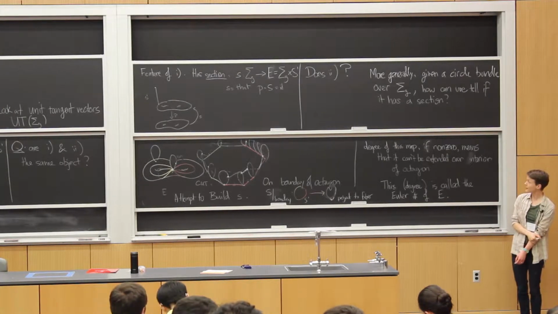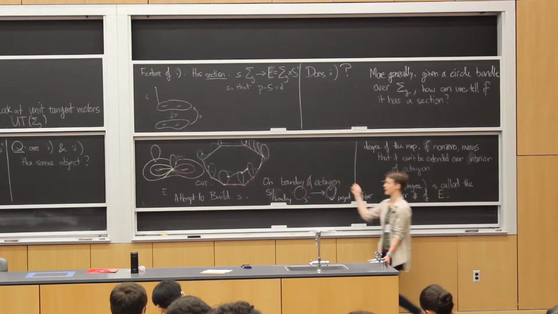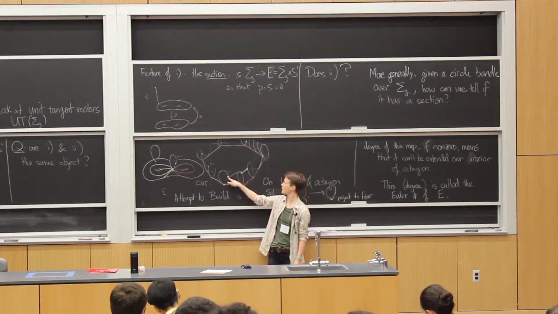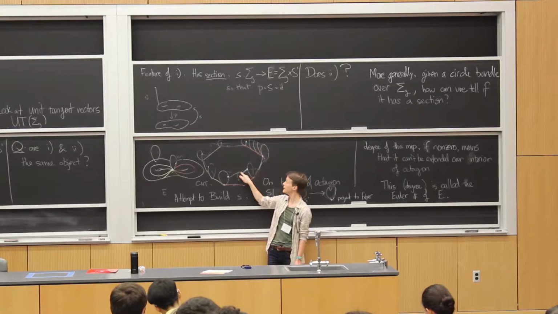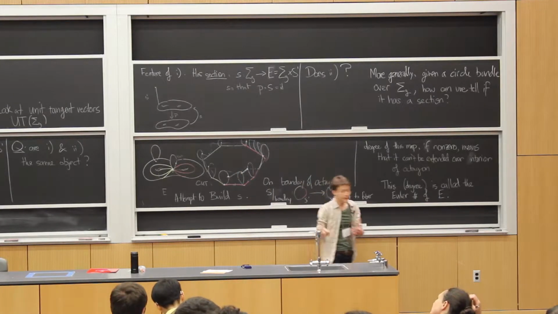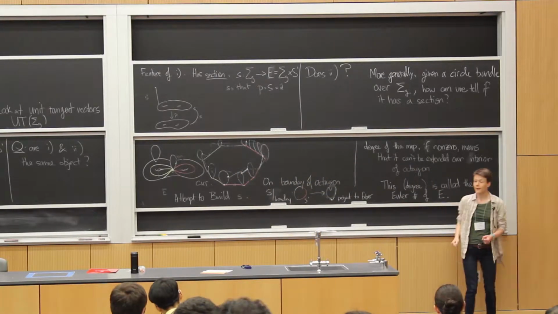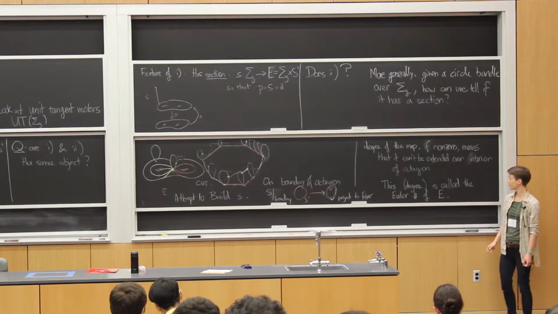The way I built it depended on lots of choices. I was like, attempt to build a section, just pick a point, play connect the dots however you want. The lemma to prove is that this number is independent of choices.